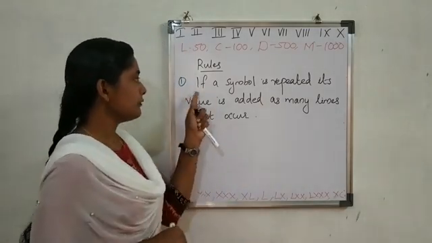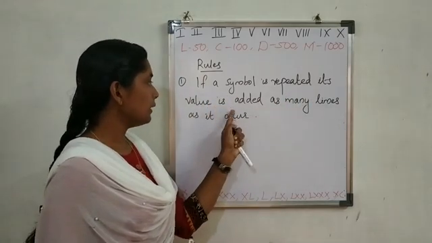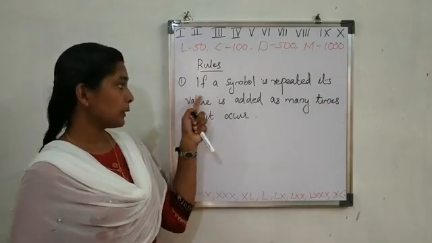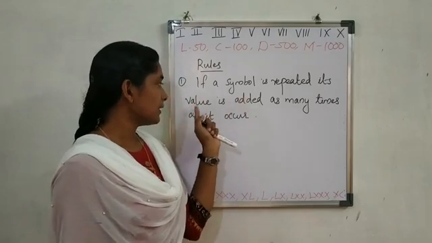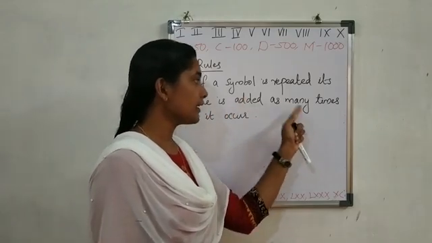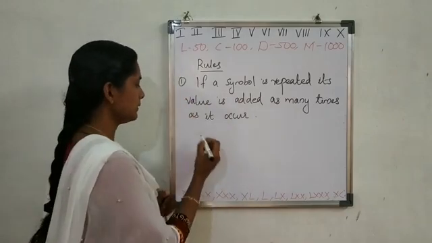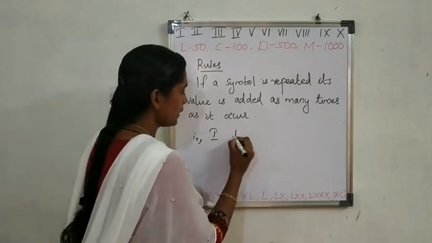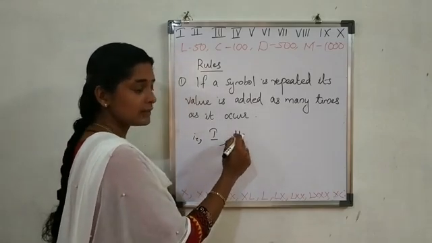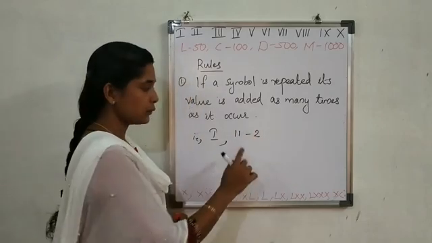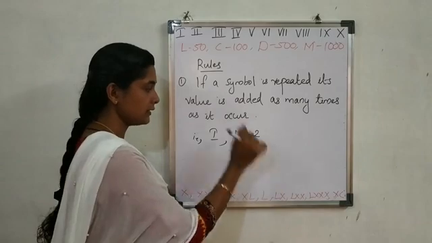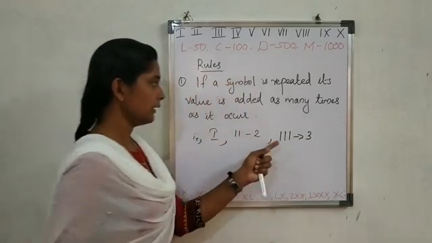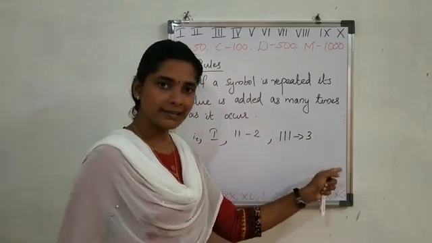This is the first rule. If a symbol is repeated, its value is added as many times as it occurs. That means if we repeat a symbol, its value is added as many times as it occurs. This is 1. If I write 1 two times, this means 2. Its value is repeated 2 times, therefore this is 2. Then if you want to write 3, this symbol is repeated 3 times, therefore this is 3.